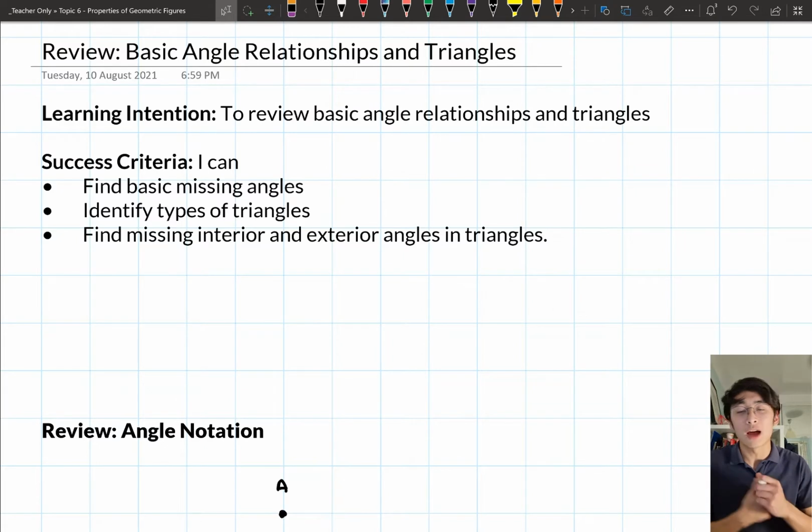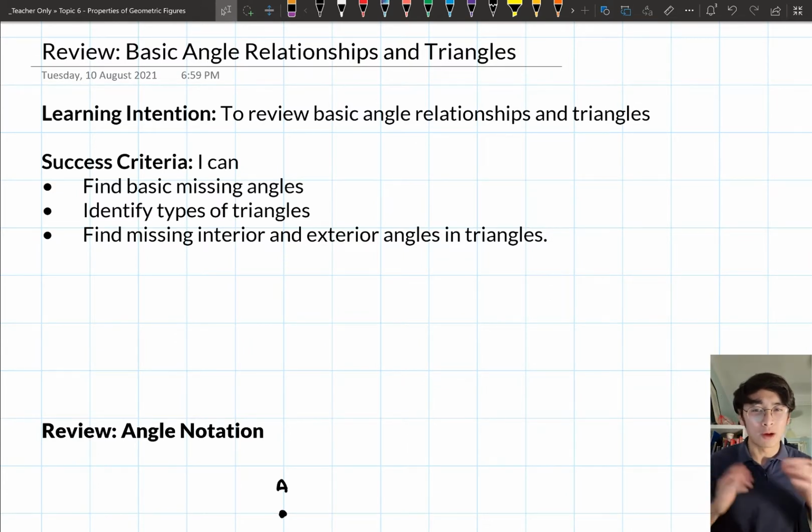So we want to be able to find basic missing angles and identify types of triangles, and then find the missing interior and exterior angles in triangles. This might be a little bit of a longer video, so please do bear with me, and if you need to pause at any point during the video and watch back on previous parts, feel free to do so.